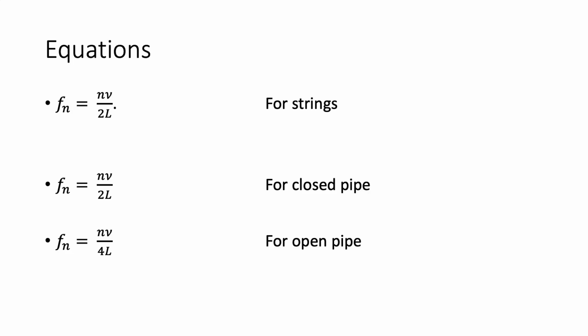Now, the equations in this assignment are these three, and it depends on what type of object you're looking at, what type of system. For strings, F sub n is equal to nv over 2L.